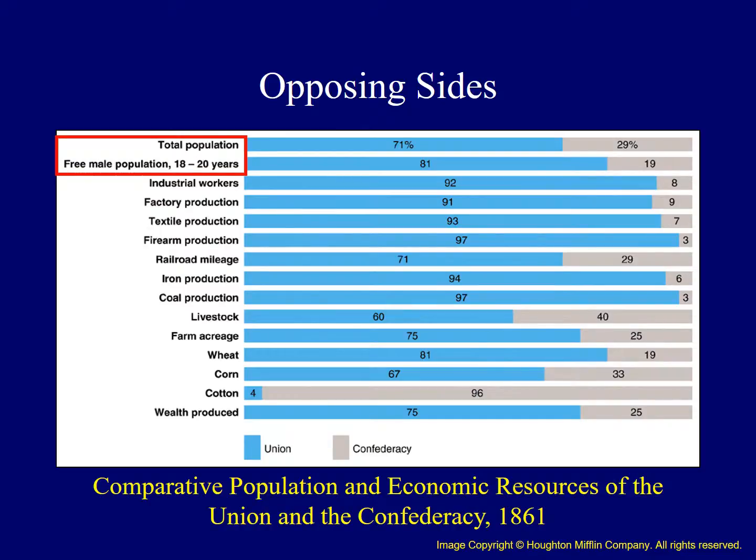Not only did the North, as shown in light blue with this chart, have more population, it also had a much larger population of free white males ages 18 to 20 who would be responsible for much of the fighting in the war.